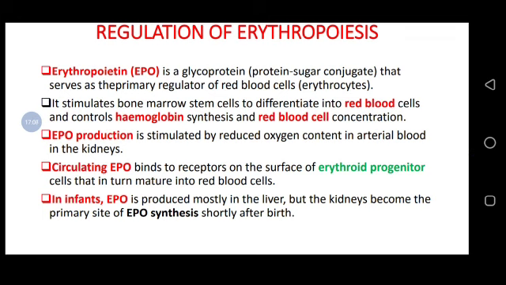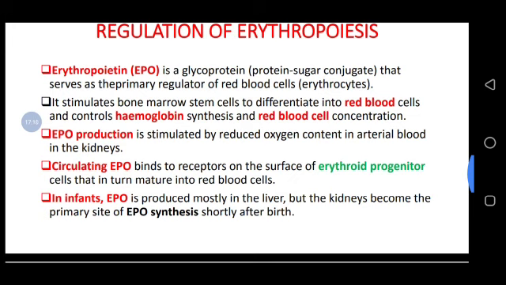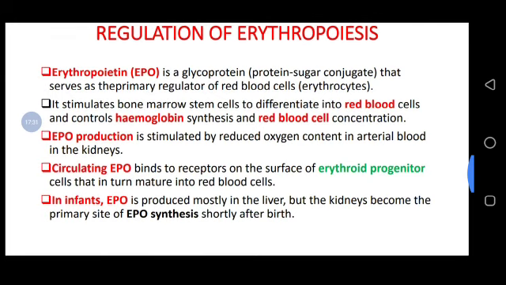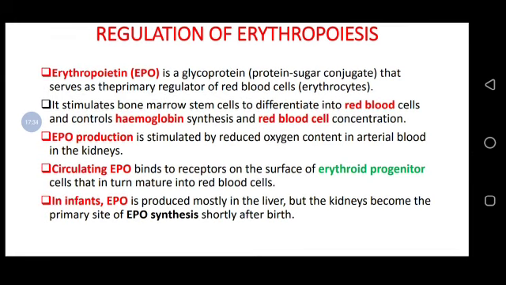After sensing, the kidney produces erythropoietin hormone, which goes to the bone marrow and stimulates RBC formation and hemoglobin synthesis. That's why hemoglobin can bind oxygen, so enough oxygen can be delivered to the kidney. Circulating EPO binds to receptors on the surface of erythroid progenitor cells, which then mature into red blood cells. The erythroid progenitors are like mother cells which later become RBCs.